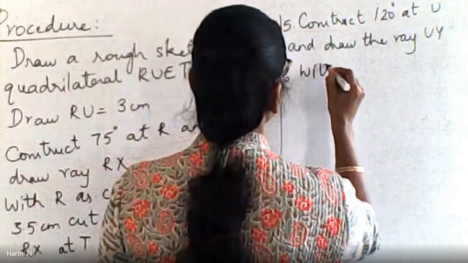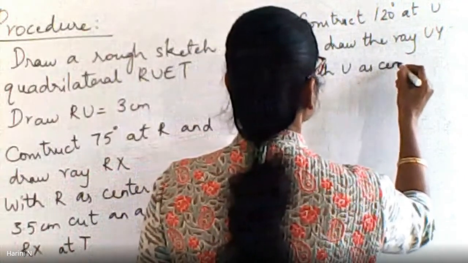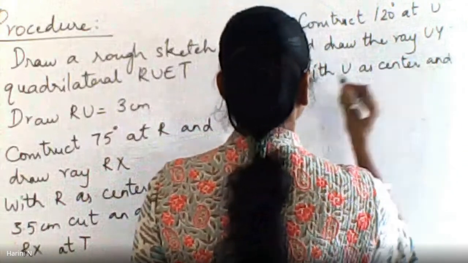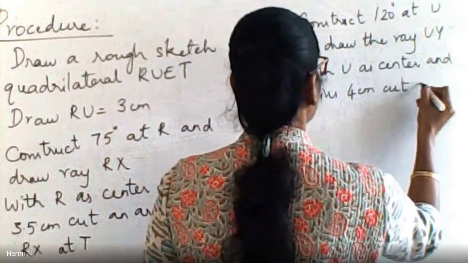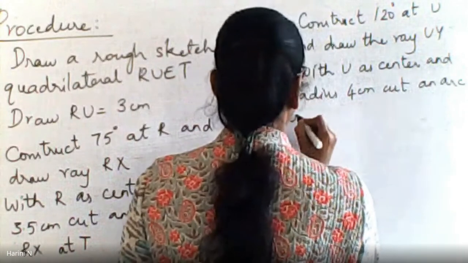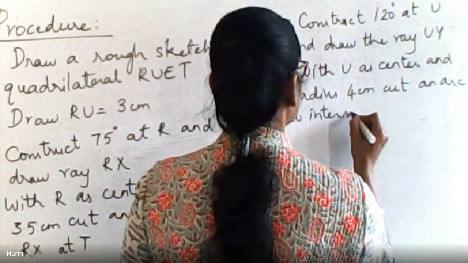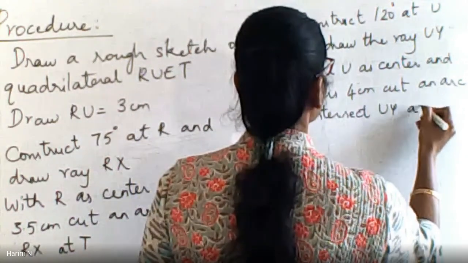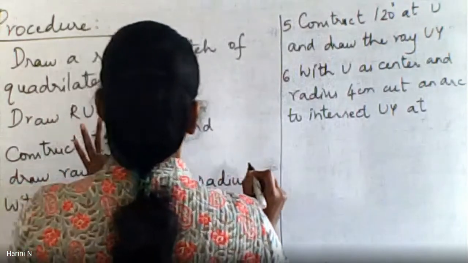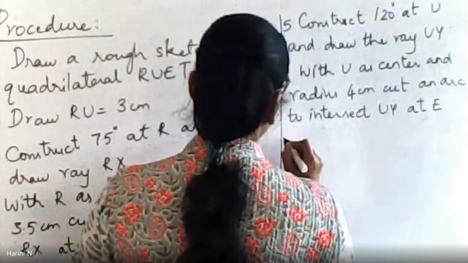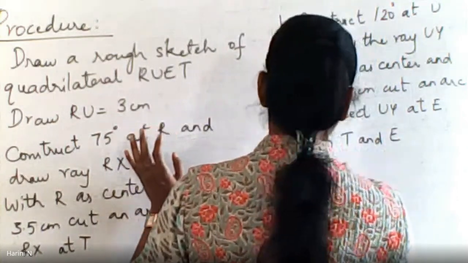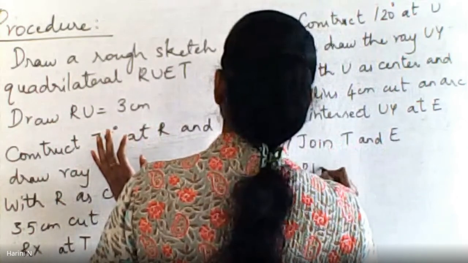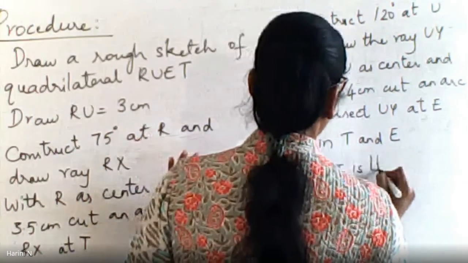Next. With U as center and radius 4 centimeters, cut an arc to intersect UY at E. The next step was join T and E. Correct. Therefore, RUET is the required quadrilateral.